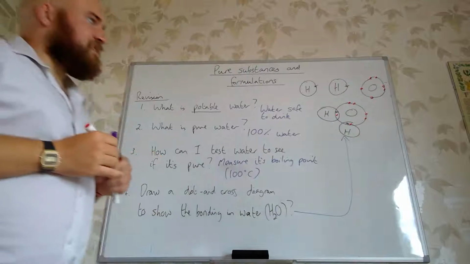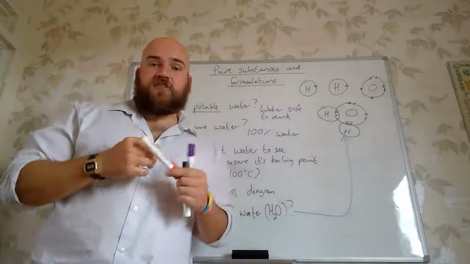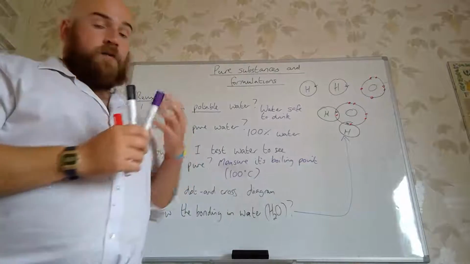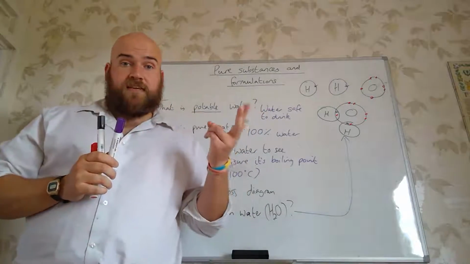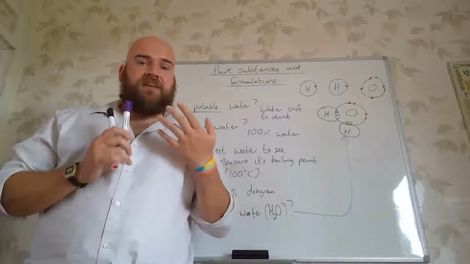And then just check at the end, is everything stable? Does everything have a full outer shell? So hydrogen should have two around it to be stable. Everything else will have eight.